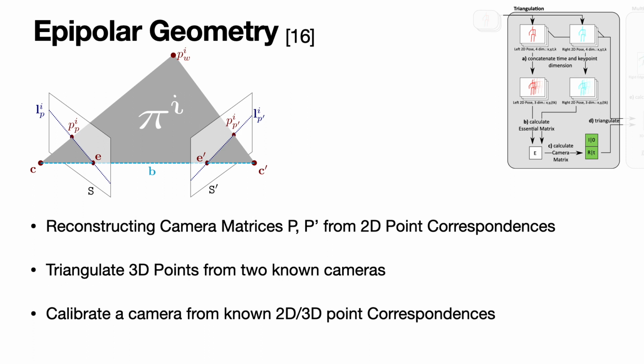Most parts of our algorithm are based on epipolar geometry. Epipolar geometry describes the correspondences between 2D points on images from different angles, 3D world coordinates, and camera parameters. Those can be used to reconstruct camera matrices from 2D point correspondences, triangulate 3D points from known cameras, or calibrate a camera from known 2D and 3D point correspondences.